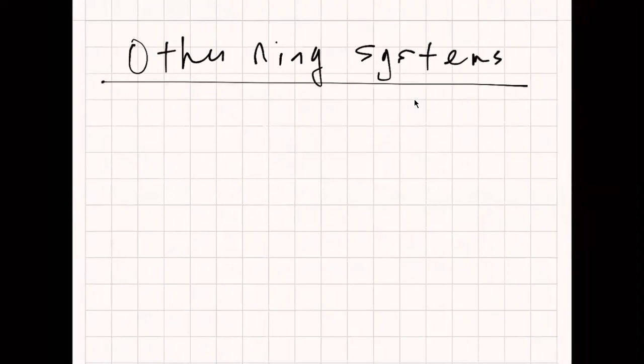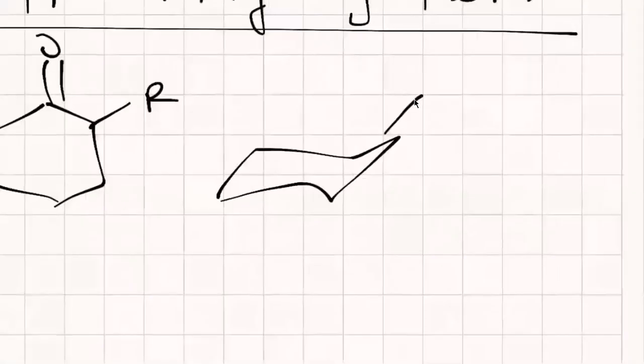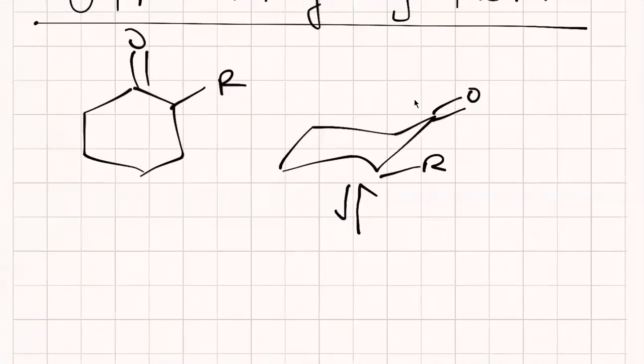If you have a cyclohexanone, which would look like this, you have a substituent at the 2 position, like an R group. The preferred conformation for that cyclohexanone would be here, where R is equatorial, versus the equilibrium, which would look like this. The chair is terrible. Sorry about that.